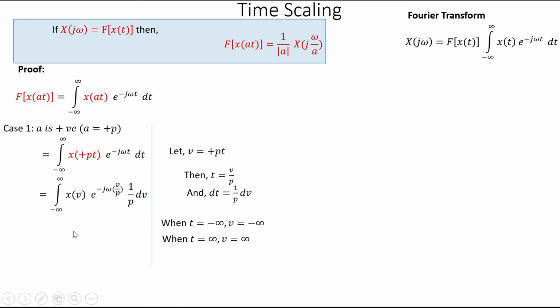So this is the new integral, and again we can take 1 by p outside, it is constant. The integral is with respect to v. So 1 by p times the integral from minus infinity of x of v e raised to minus j omega by p into v dv. If you are considering this equation, here it is omega by p. So this is x of j omega by p. So 1 by p x of j omega by p.